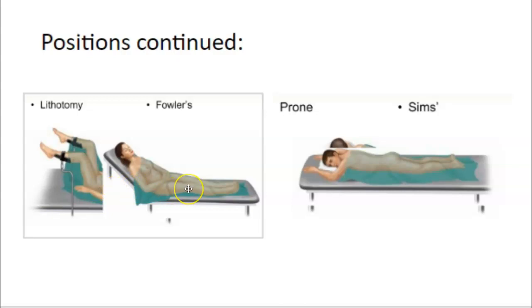And then if we go to Fowler's, this is Fowler's right here, where you're kind of laying with the back raised anywhere between 40 to 60 degrees. And so this particular angle can be used to examine the head, neck, and the chest areas. Generally, you're going to be draped from the neck down if you're in this position. It is one of the better positions for somebody that is experiencing shortness of breath.